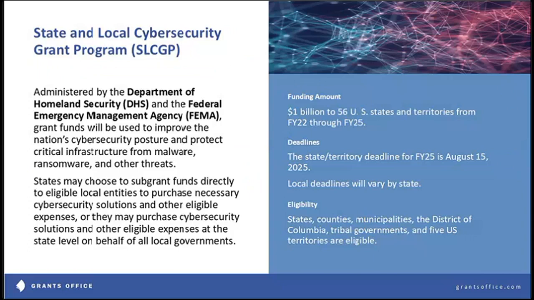This was released with the Infrastructure Investment and Jobs Act under the Biden administration. It's a 4-year program, so it went from fiscal year 22 to 25. We're in the last year. States will apply for their funding. As you can see on the screen, they'll apply by Friday.